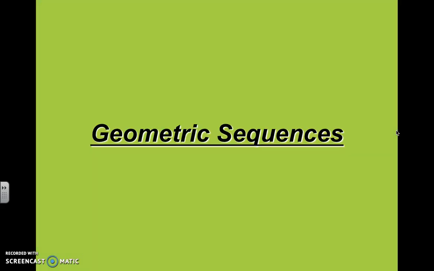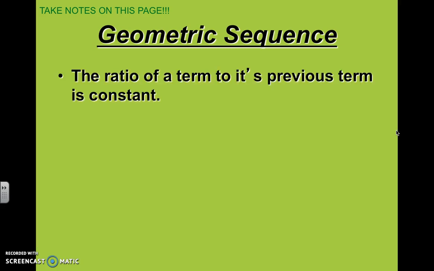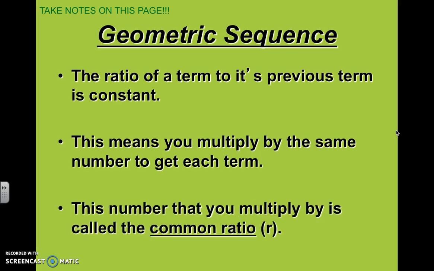Okay, moving on to geometric sequences. This is a little bit different. So write this down. A geometric sequence has a ratio of a term to its previous term that is constant. Ratio meaning division. This means that you multiply by the same number to get from one term to the next. This number that you multiply by is called the common ratio. R is the letter we use, R for ratio.